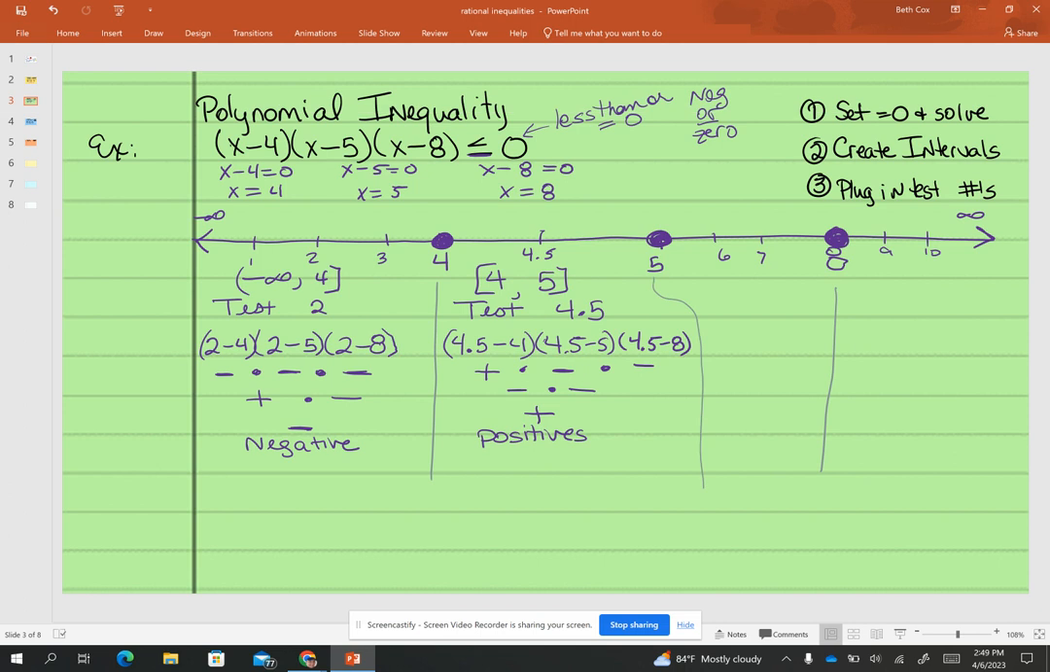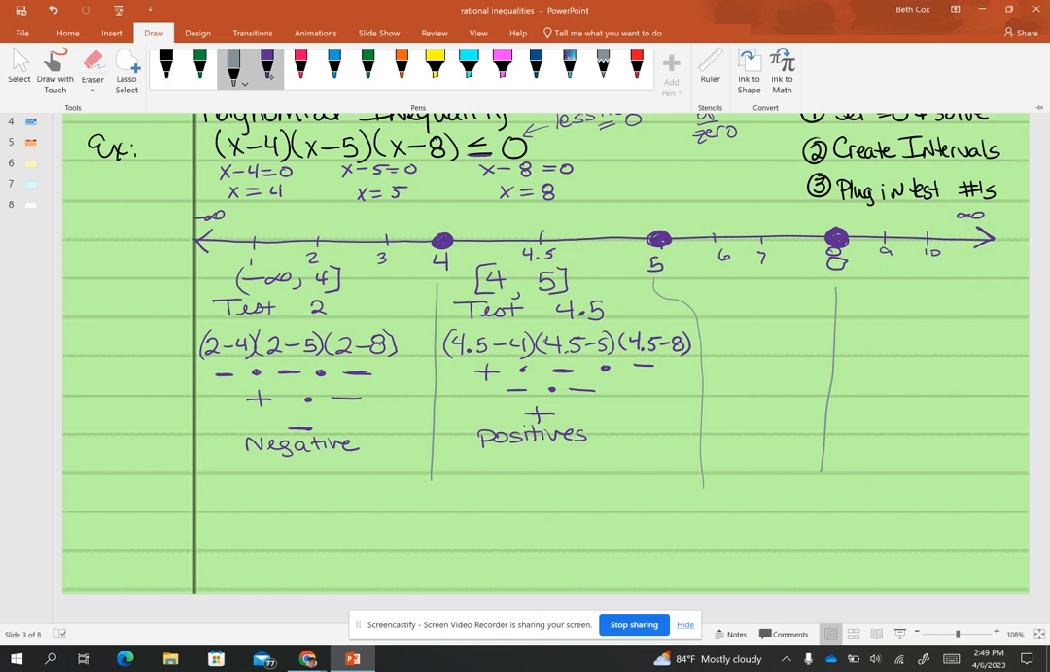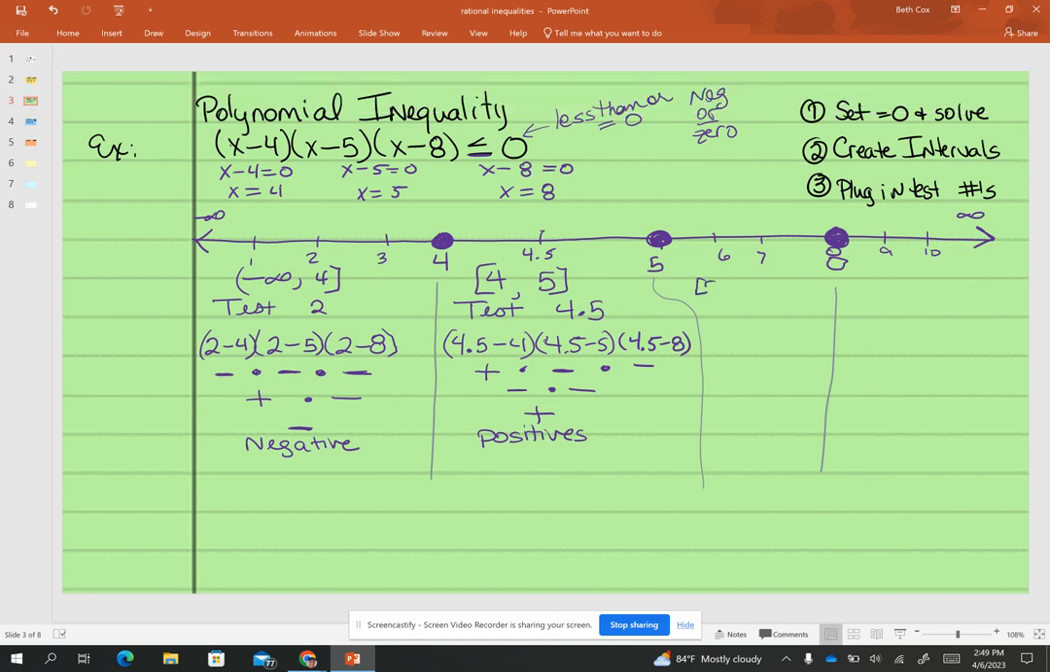All right, so now I'm going to plug in a number in the next section. We got 4 sections this time. It's a lot of extra work, but we can do it. So this is going to be from 5 to 8. And I'm going to test 6. Why not? So I'm going to do 6 minus 4 times 6 minus 5 times 6 minus 8. Again, this is positive, but this is negative. So I'm going to get a negative.